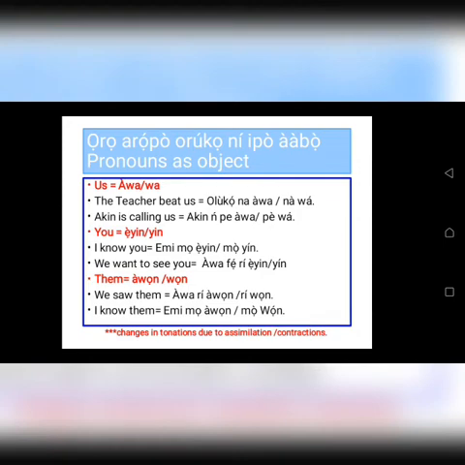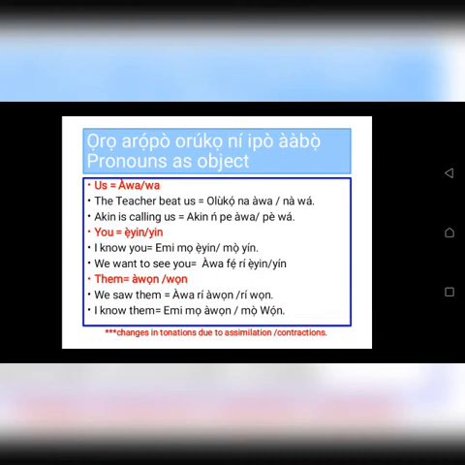And don't forget I said we can still use àwa, ẹ̀yin, and àwọn. We can use them as subject and object of a sentence. You can use àwa, ẹ̀yin, àwọn in Yoruba anyways, as subject and object. You see more of this in these examples.